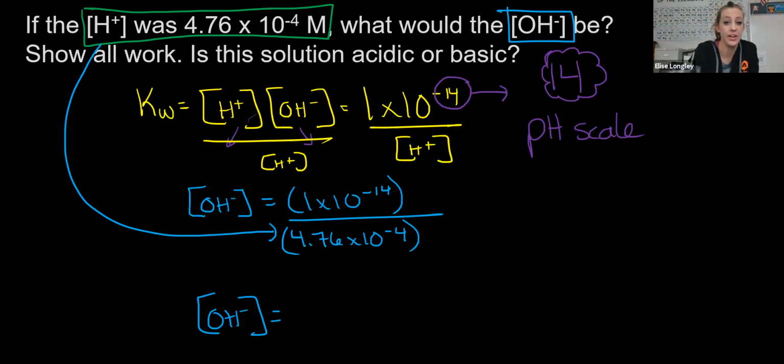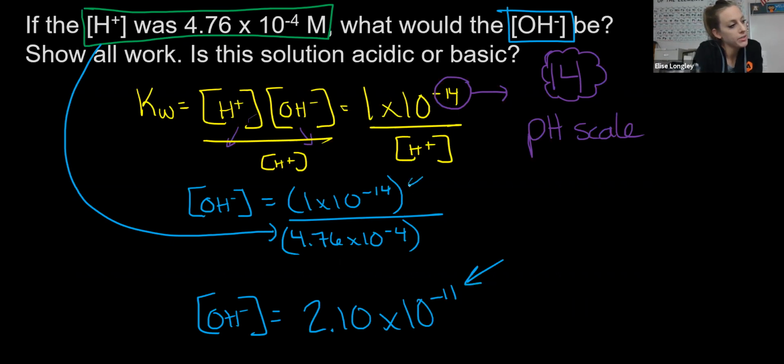Yes, I see a lot of you had it now. Good. So if you do this right, you should get 2.10 times 10 to the negative 11. If you got a different exponent, it means that you somehow missed the negative signs or did not put the parentheses in the correct spot.